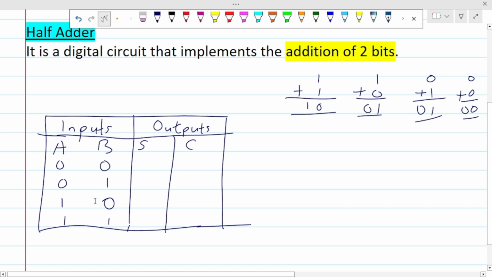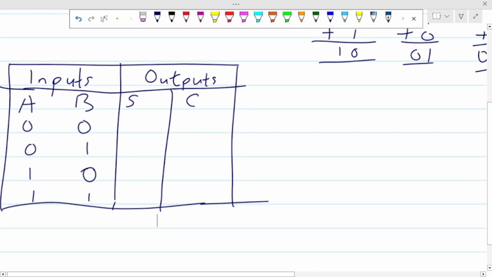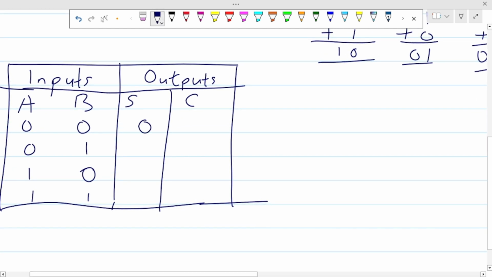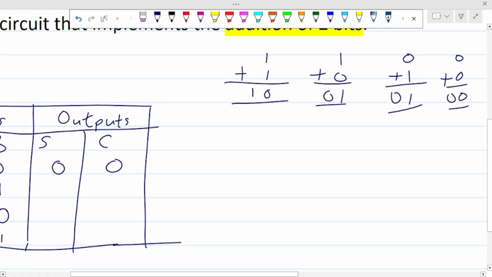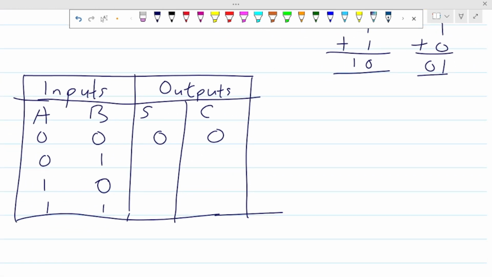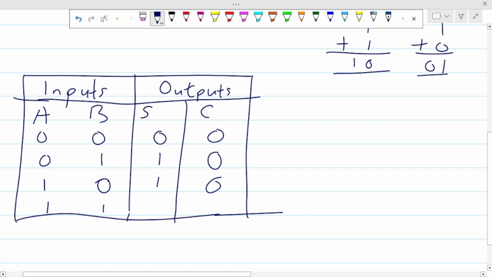So for addition here, I think we've already made the addition. For 0 plus 0, look at it here, the answer there is 0, and we carried nothing. Then for 0 plus 1, you can see there, the answer is 1, and we carried nothing. For 1 plus 0, same thing, the answer is 1, and we carried nothing.